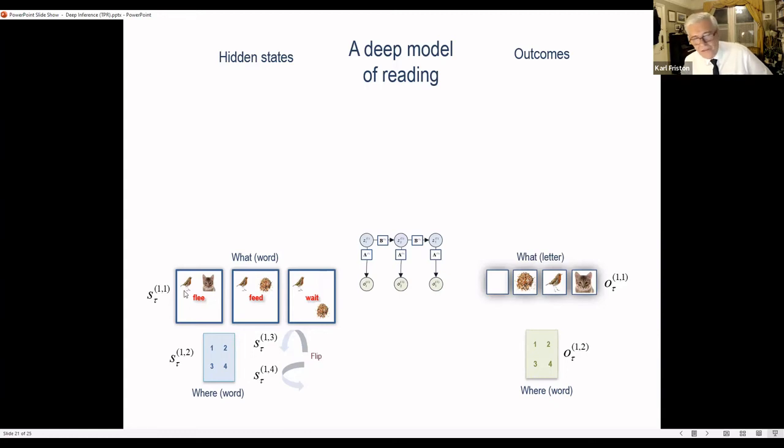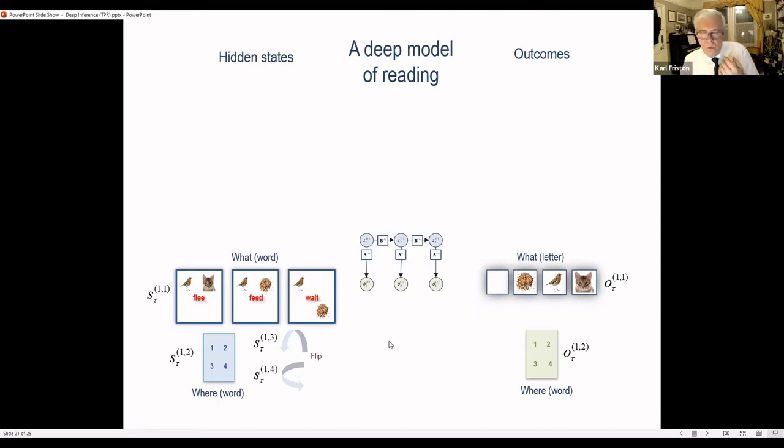So this is completely arbitrary. I'm just arranging some iconographic letters into little words. And this would be, you know, an appropriate generative model if I wanted to generate or predict the letters that I would see if I was looking at a particular word.